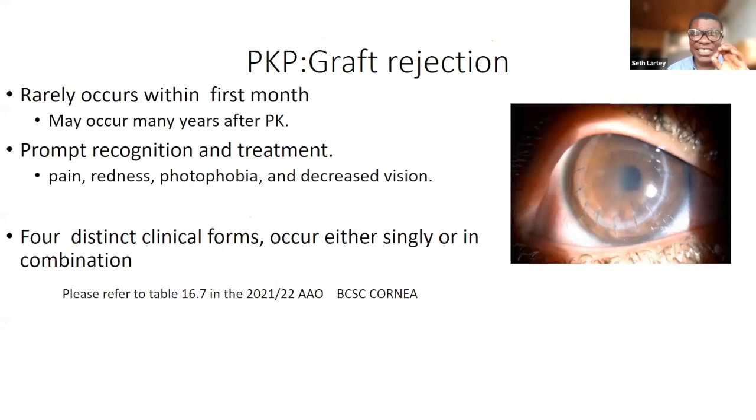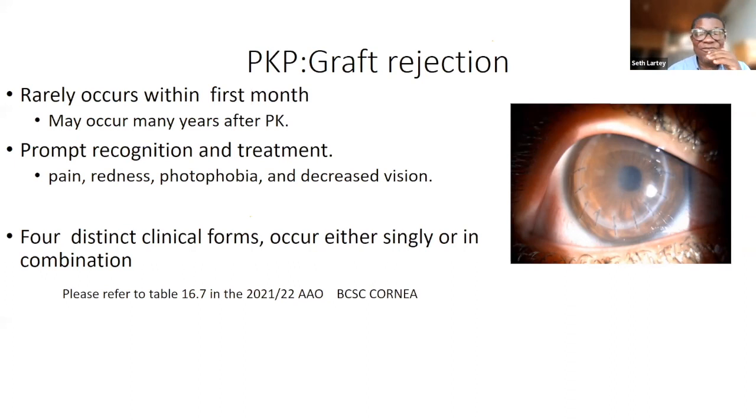Normally, immune-related graft rejection will not occur within the first month. It will occur many weeks later, or months later, or even many years later. You need to recognize graft rejection early and promptly, and treat it urgently. Patients will complain of pain, redness, photophobia, and decreased vision. You have to tell your patients to look out for this and report immediately when they have signs of these things coming.